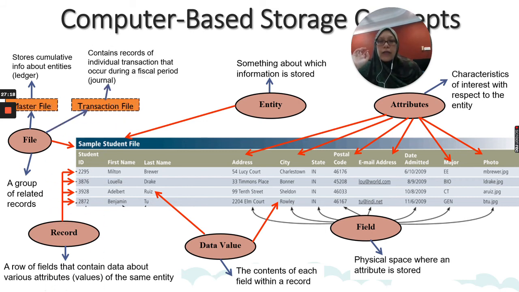And then the other one is the transaction file. This is the same as the journal. Kalau dalam physical storage kita panggil journal. So the transaction file contains records of individual transactions that occur during the fiscal period. So they call it the transaction file. Okay, so those are the terms used in the database. So you should be familiar with these terms lah. Kita tak guna journal ledger.